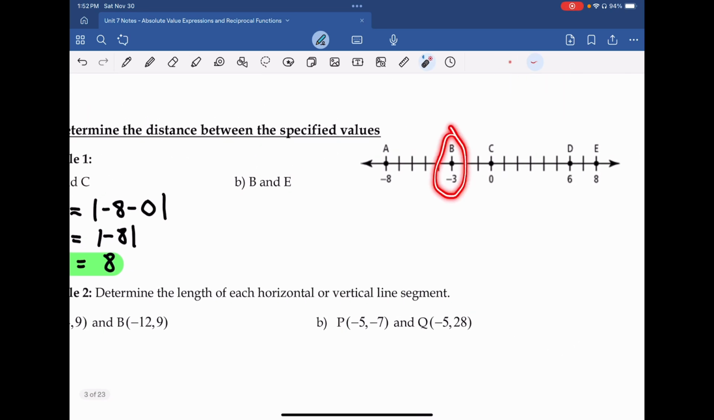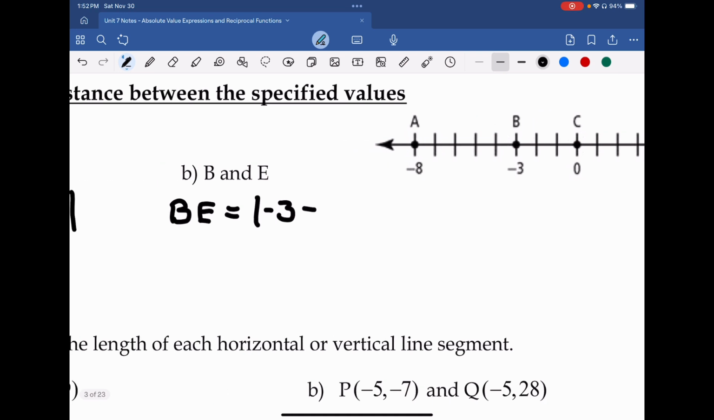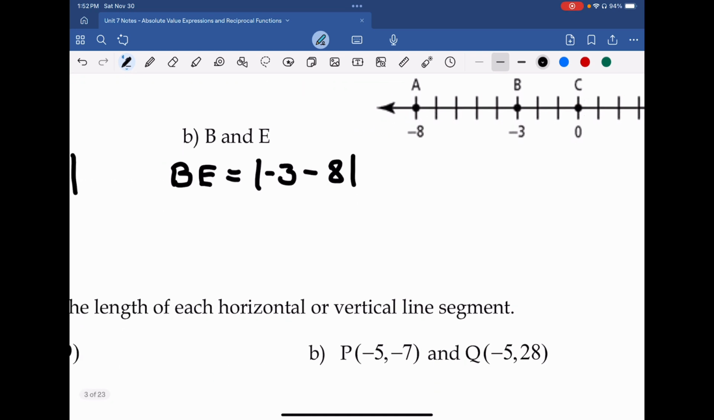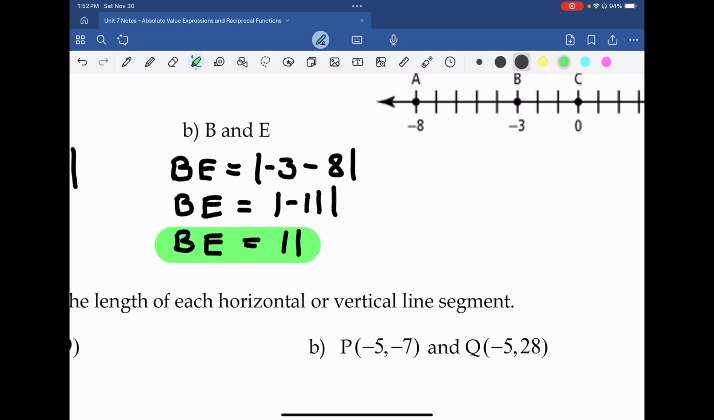Okay, let's go between B and E. So if I look at B and E, well, B is at -3, E is at 8. Again, we're going to take the subtraction. It doesn't matter which order you do them in. I'm going to write it as B and E is equal to the absolute value of, let's say we start left to right, -3 minus, and I just want to get that value again, E is 8. This is going to end up giving us that B and E, or the line segment BE, the distance between them, is equal to -11 absolute value. Therefore, B and E is equal to 11 units different.